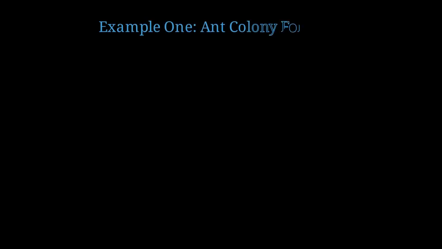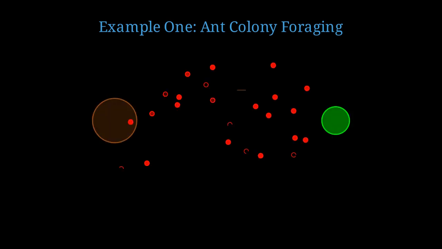Let's examine our first example. Ant colony foraging behavior. How do ants, with their tiny brains, find the shortest path to food sources? Consider an ant colony with a nest on the left and a food source on the right. There's an obstacle in between. Individual ants explore randomly, but something remarkable happens.